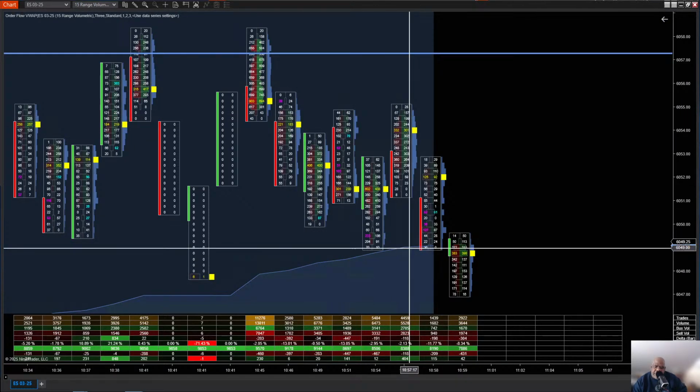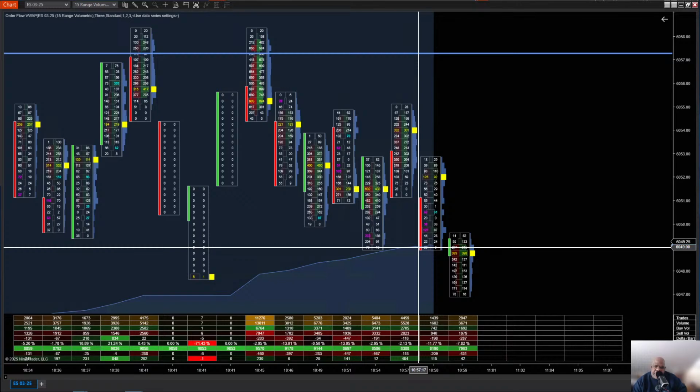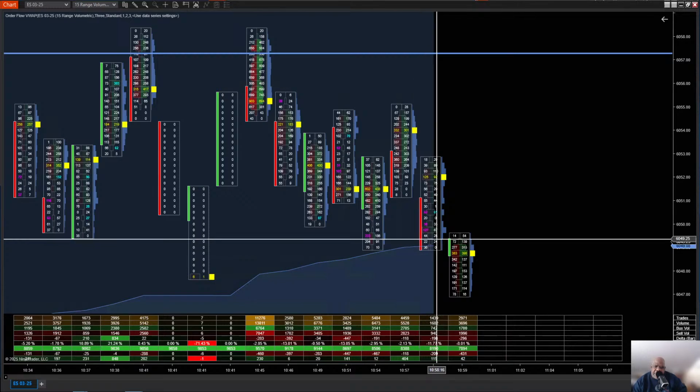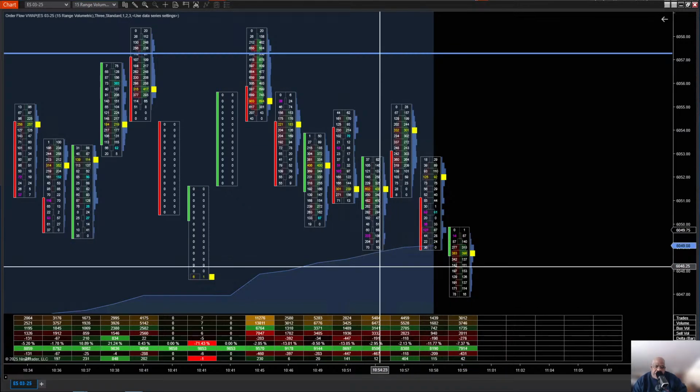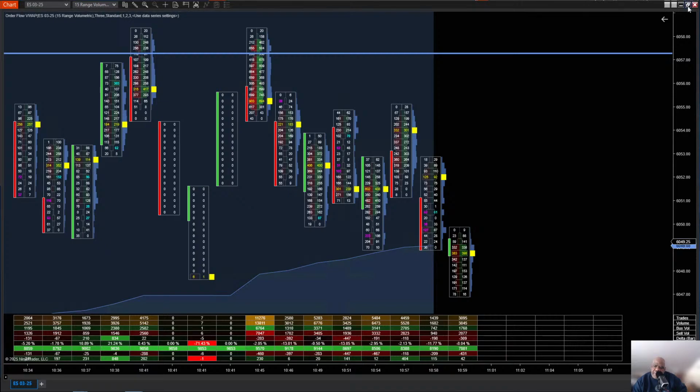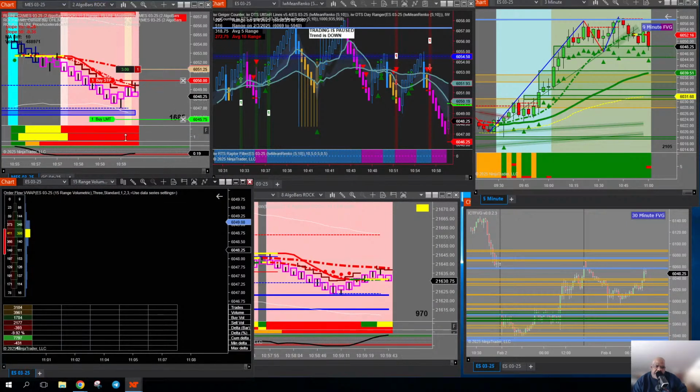Now this is a standard deviation from the VWAP that could serve as support here. But we may break it. So let's see what happens here. It all depends on who has the momentum. If we get the momentum to the downside, I think we may break this and get to our next target.